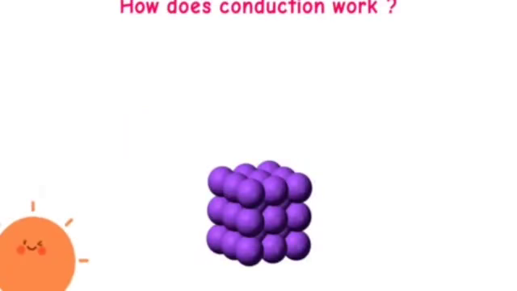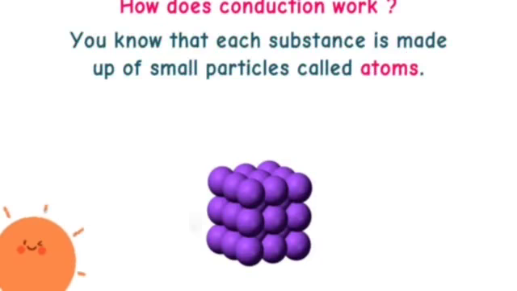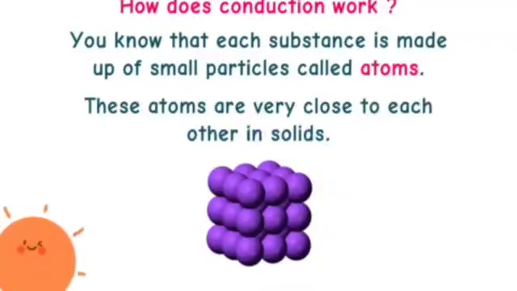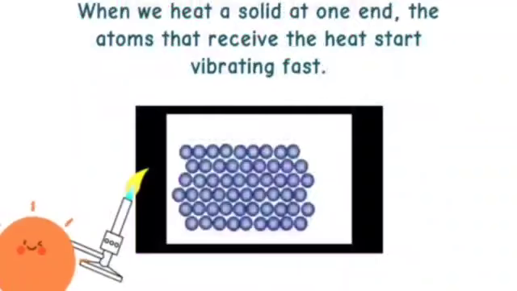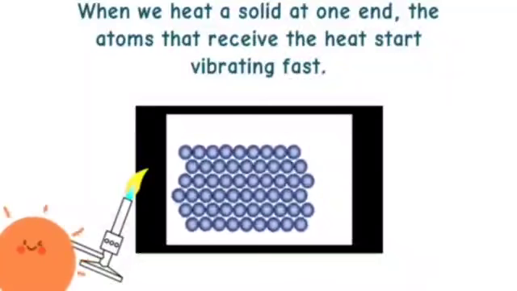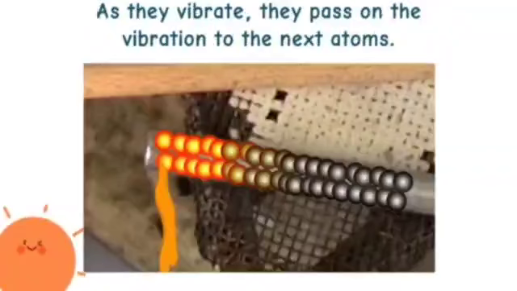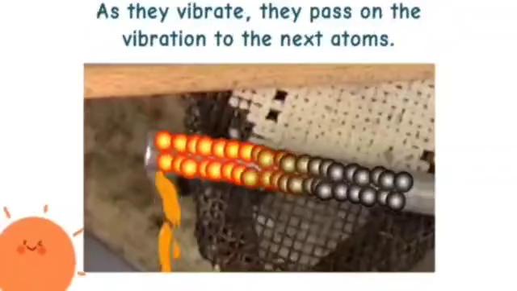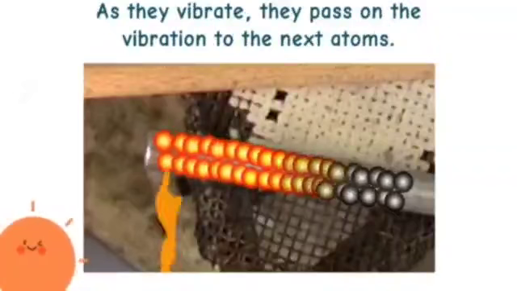How does conduction work? You know that each substance is made up of small particles called atoms. These atoms are very close to each other in solids. When we heat a solid at one end, the atoms that receive the heat start vibrating fast. Children, you can see in this picture how the atoms are vibrating. As they vibrate, they pass on the vibration to the next atoms.